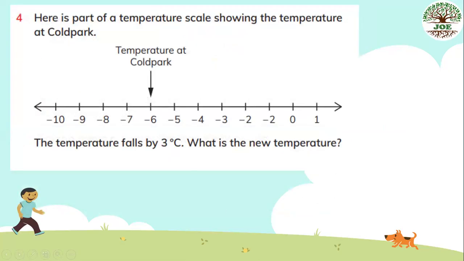Number 4, here is part of a temperature scale showing the temperature at Orbach. So our recent temperature is negative 6 degrees Celsius. The temperature falls by 3 degrees Celsius. What is the new temperature?